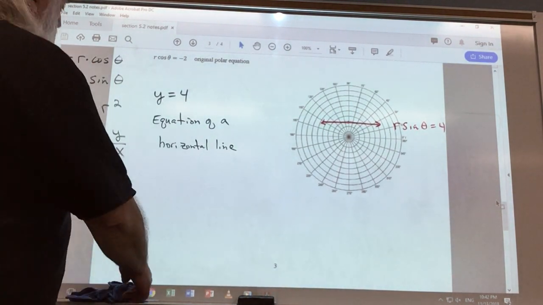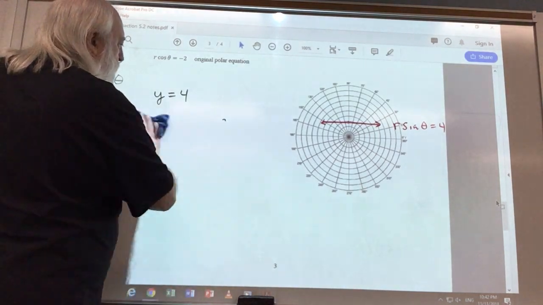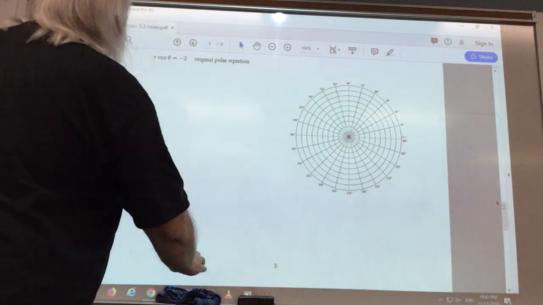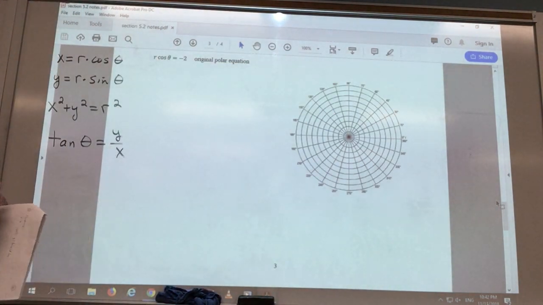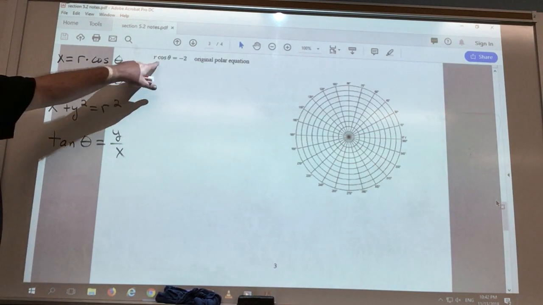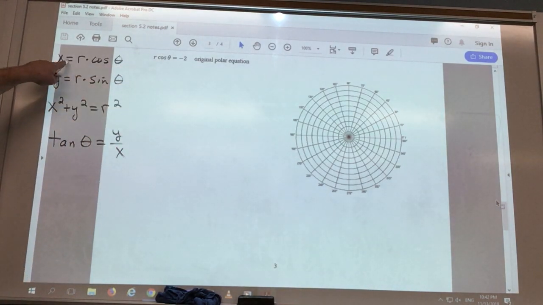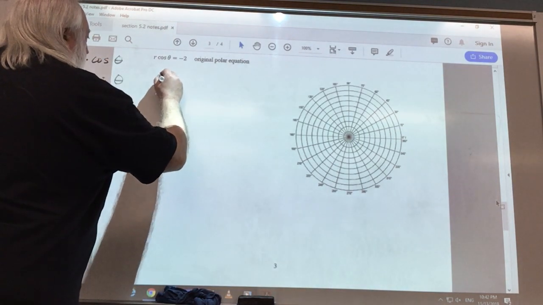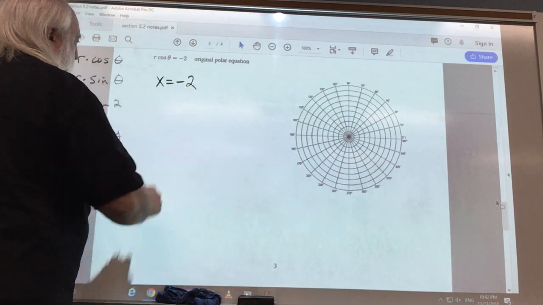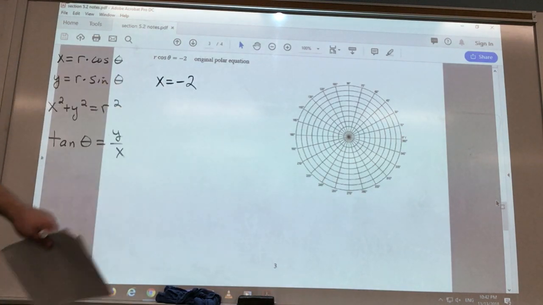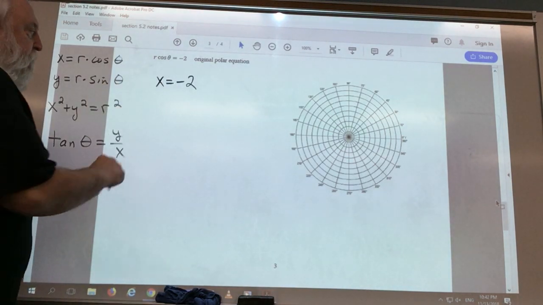Next we have the polar equation r cosine theta is equal to -2. What is that equation in rectangular coordinates? Well, you know, x is equal to r cosine theta. So if I replace the r cosine theta here with x, I have x is equal to -2. Well, from your algebra days, you should recognize that that's the equation of a vertical line.